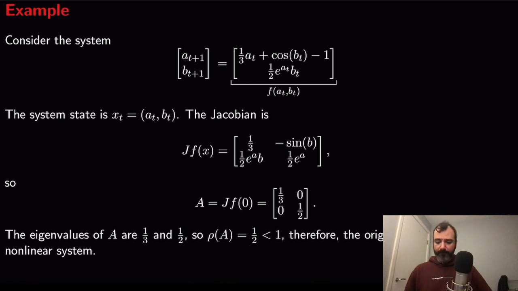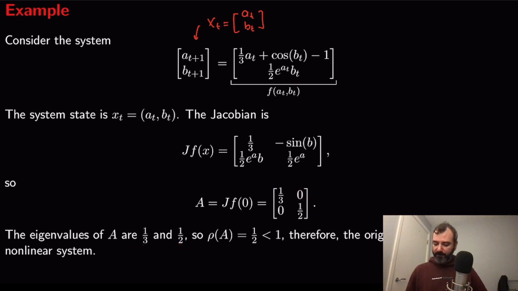Example. Okay, so take this dynamical system. We have a state x that comprises a at time t and b at time t. It is given by this nonlinear function over here. Now take the Jacobian. This is my Jacobian. And determine it at 0. Here it is. The eigenvalues of A are 1/3 and 1/2.